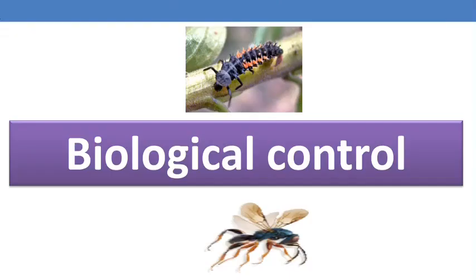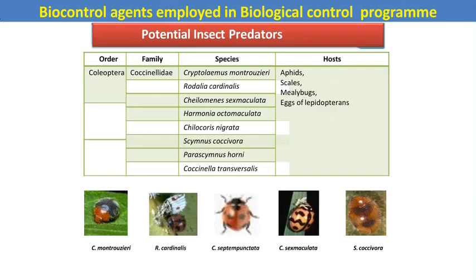The next technique is biological control. In biological control, we can use different bioagents. The bioagents may be predators, parasitoids, or beneficial microorganisms. The first one is predators. Some of these predators are mostly used against different sucking pest populations.